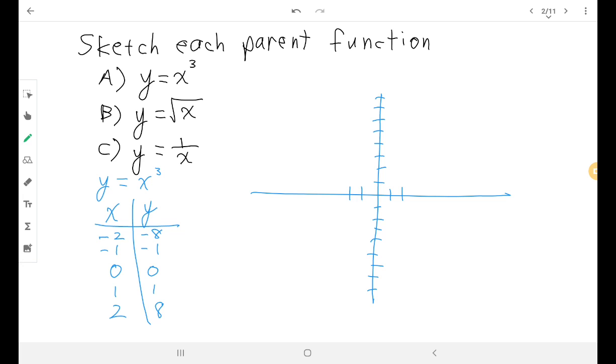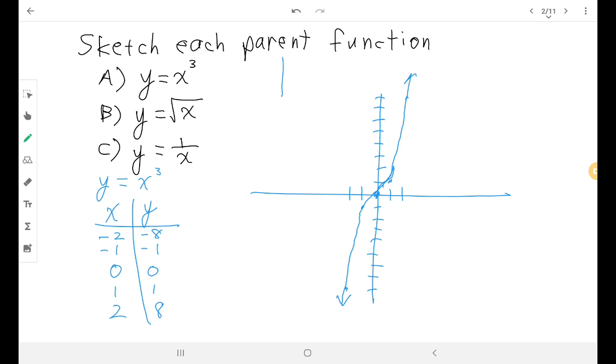So we've got -2, -8, which is somewhere down here. -1, -1, which is here. 0, 0, which is here. 1, 1, which is here. And 2, 8, which is here. And connect those with a smooth curve. And you can see it does something like that. Remember, this is just a sketch. But that's what y equals x cubed tends to look like.